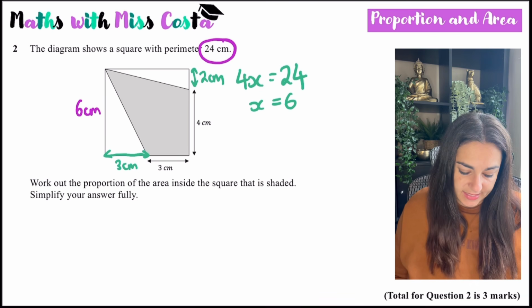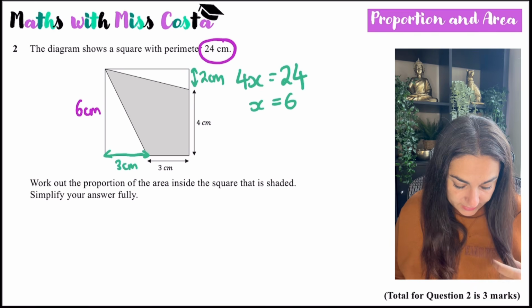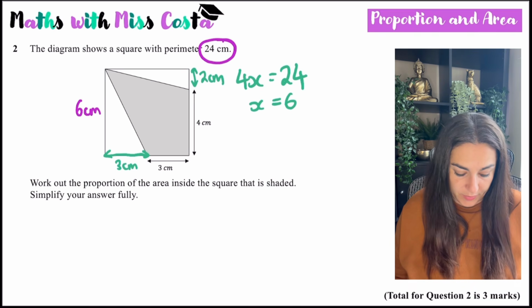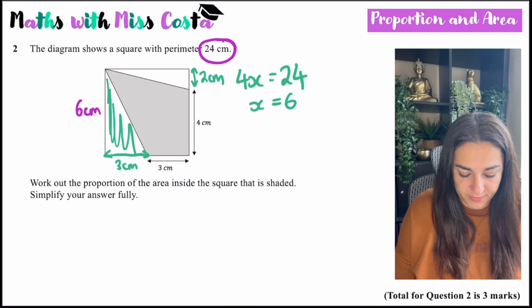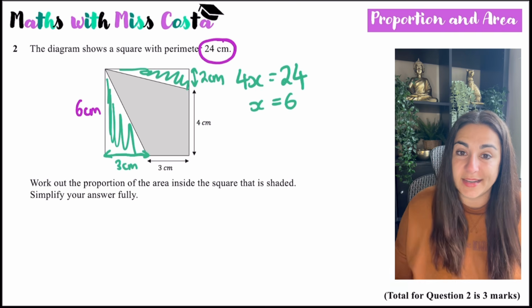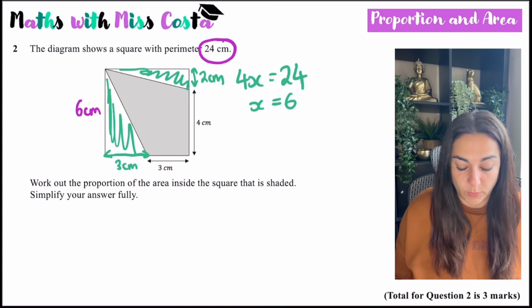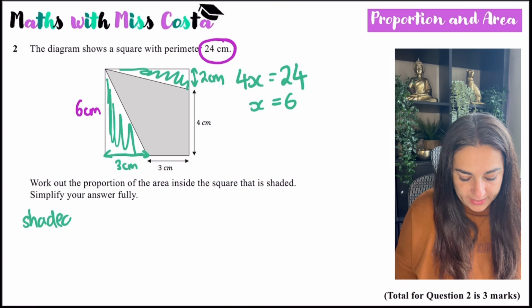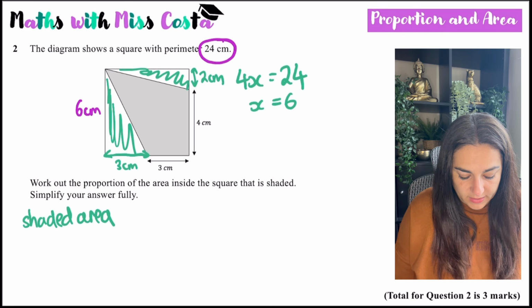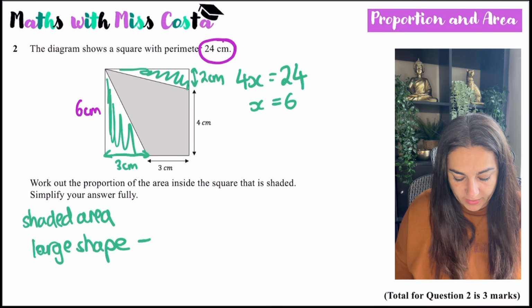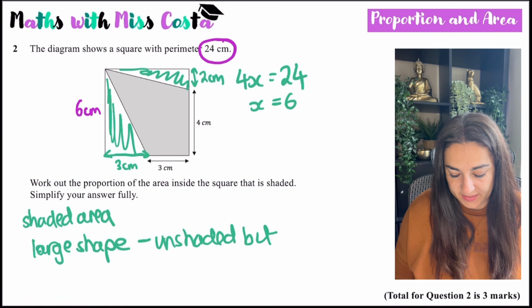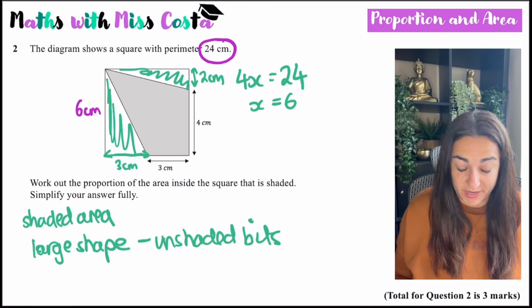So this is a random quadrilateral. It's not a kite, it's not a parallelogram, so it will be much easier to work out the area of these two triangles and subtract them from the area of the square. In general, if you need to work out the shaded area of something, you work out the area of the large shape, so whatever the shaded area is in, take away the unshaded bits, would leave you with whatever the shaded area is.